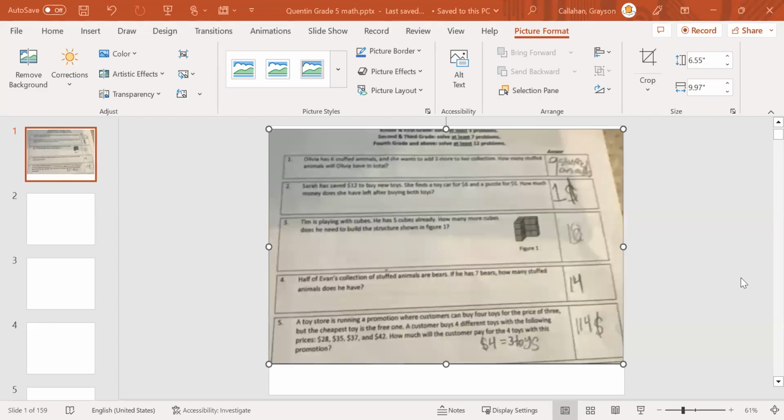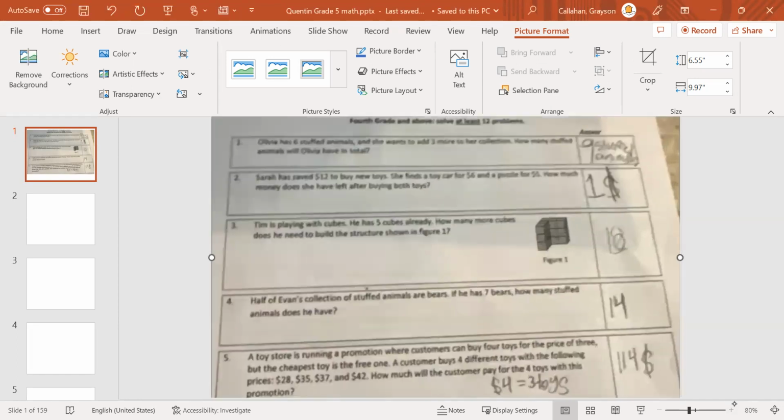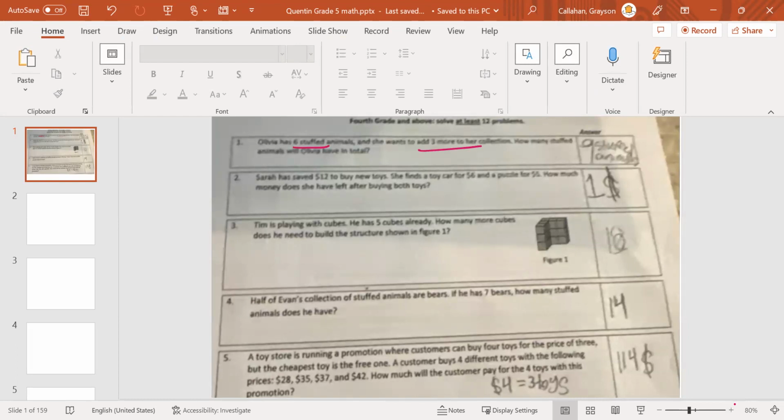Okay, this is week 3, semester 2 for the math challenge for 5th grade. So let's go ahead and get started with question number 1. Read question number 1, please, Quentin. What do you think you got? Okay. What's question number 2?